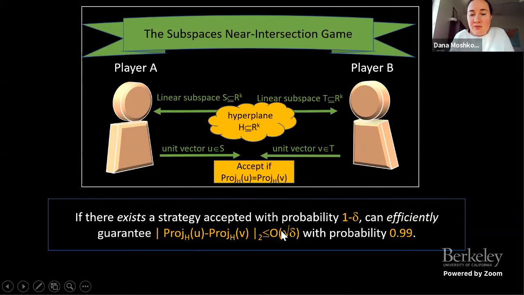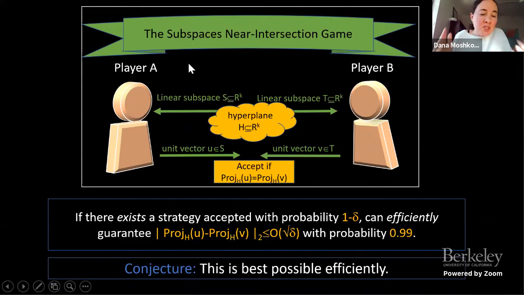This would guarantee L2 difference which is square root delta. And I can guarantee it with high probability and with some constant here. Okay, so this is what SDP can do for this game. And this wishful PCP theorem, our conjecture is that this is going to be the best possible for this game.